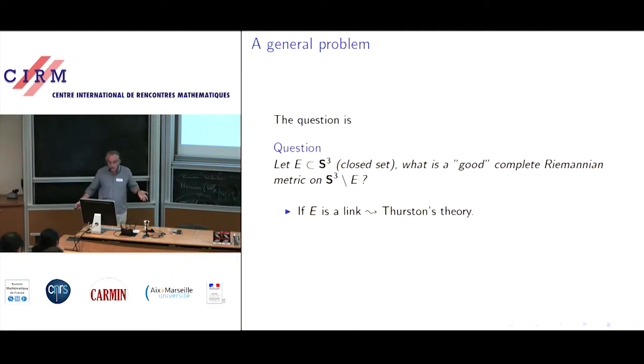So this question could be stupid, but if E is a link, this is the Thurston theory. We know that for most of them, the complement carries a hyperbolic metric. And I'm interested in what would happen if E is a Cantor set or a fractal set, which I will describe in a minute. Okay, so now the question is set. This is a general problem, which I will not solve until my retirement, probably.